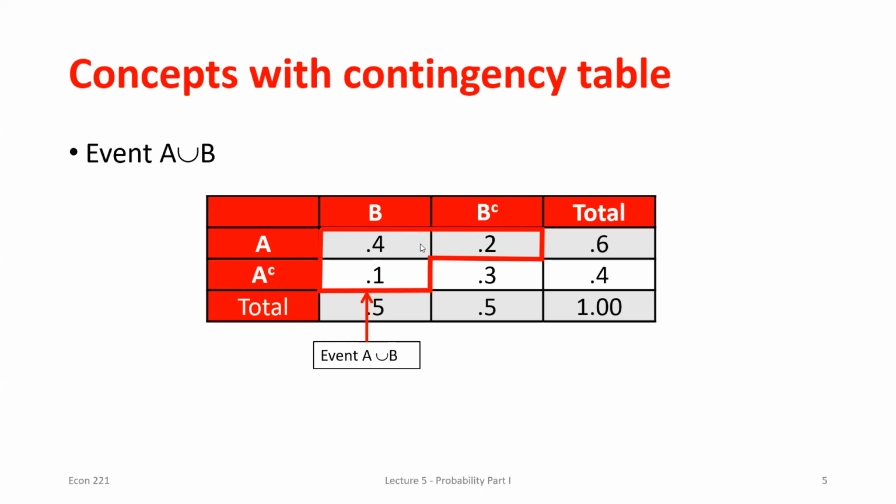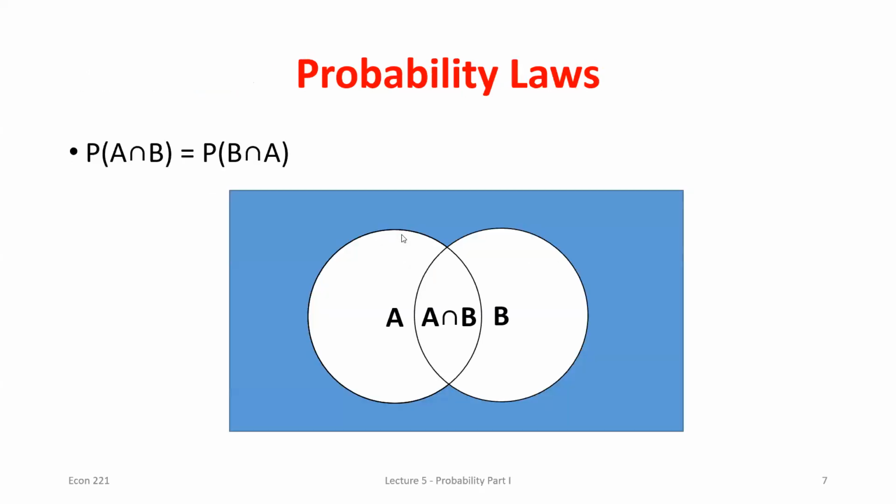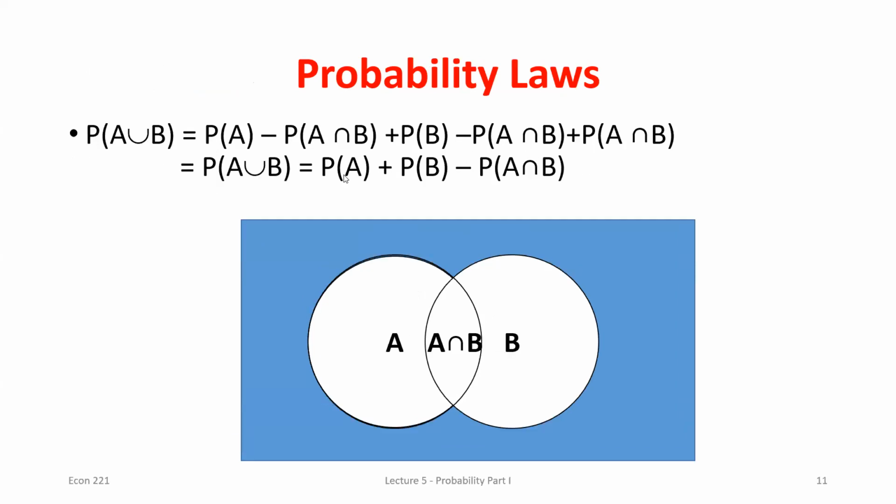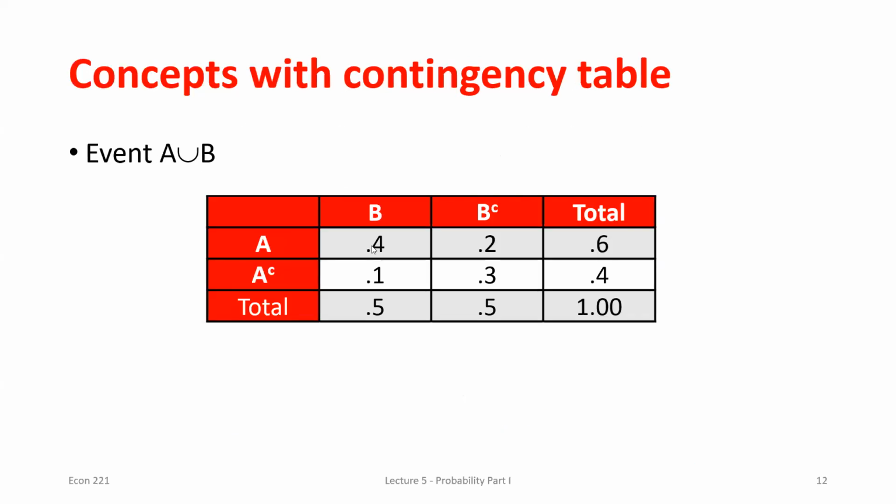So the union here I had was 0.7, right? If I use this method, where I add up the probabilities and subtract out what I double counted, well, how could I use the contingency table to do that? Well, what's the probability of A? 0.6, plus the probability of B, which is 0.5, right? So I can plug in 0.6 and 0.5 here. And then I subtract out the intersection, or what was double counted.